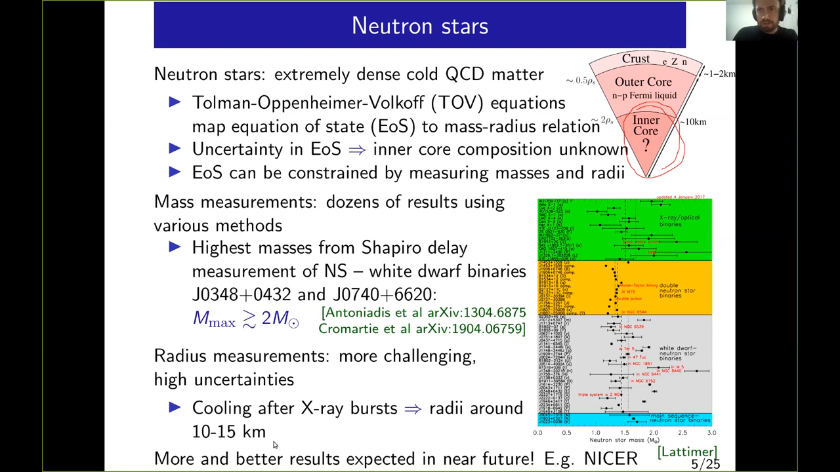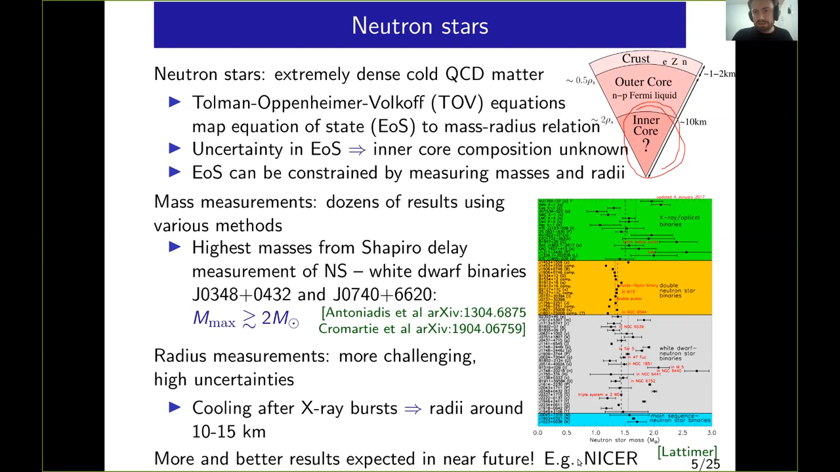And the results vary between 10 and 15 kilometers. Some measurements even claim quite small error bars around 1 kilometer, but the model dependence is quite large. But all of this is expected to get better in the near future. There are more measurements coming and the results are getting better. For example, there is a nice experiment which has just started.